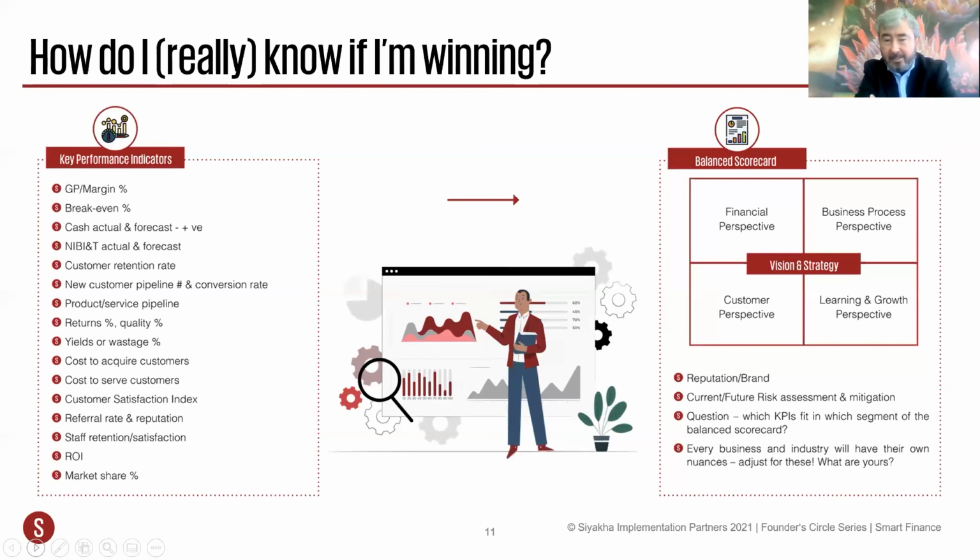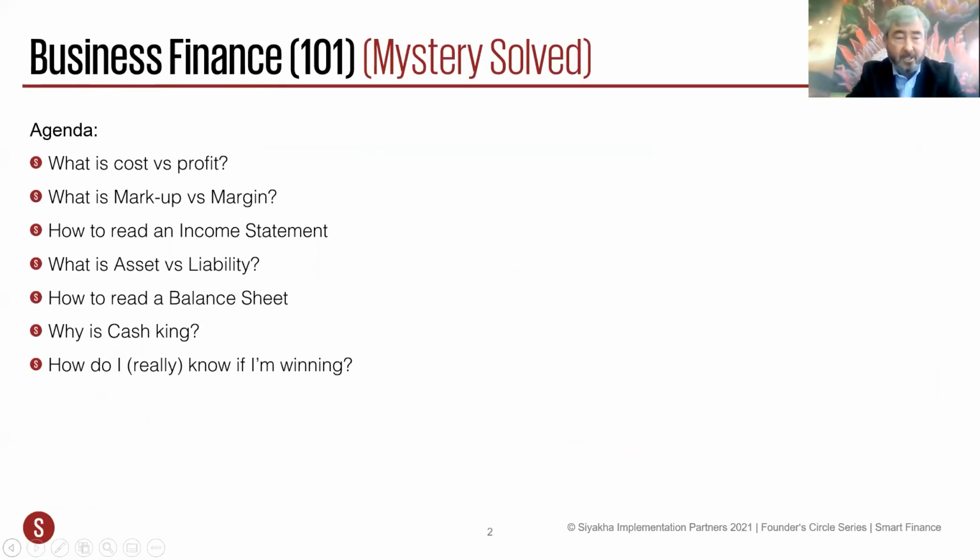I think my challenge to you is go back to your businesses today and figure that out, because the minute you do that, you'll start to focus on what's really, really important to moving forward, and making sure that that balance sheet and that income statement start to go the way that you want it to go. So essentially, we went through some concepts: cost and profit, markup and margin, how to read an income statement, what's an asset versus a liability, which then equals net asset value or owner's equity, how to read a balance sheet, why is cash king?